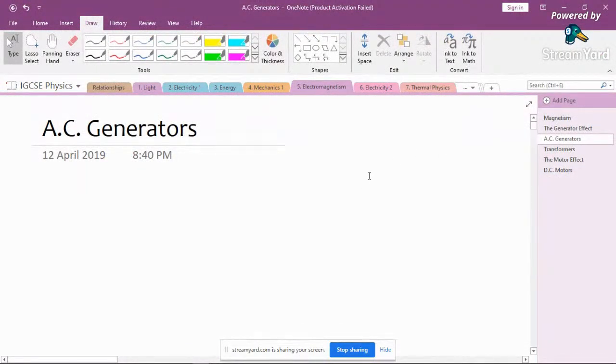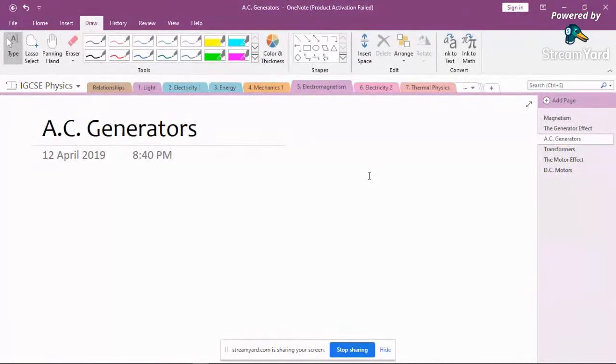Okay, year 10 physics. So today we're going to be looking at AC generators. Keep in mind that we've already looked at magnetism, both permanent magnets and electromagnets. And then we looked at electromagnetic induction, which is when you move a piece of wire through a magnetic field. It induces an EMF in the wire, and if that wire is part of a complete circuit, you get a current. And so today we're building on that.